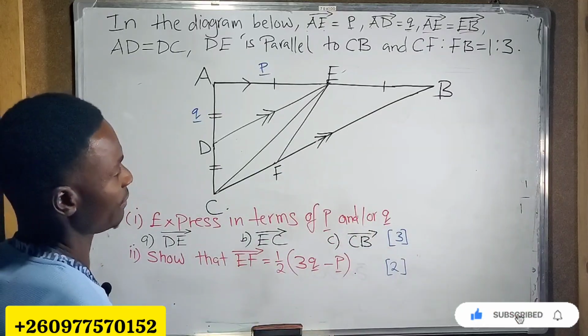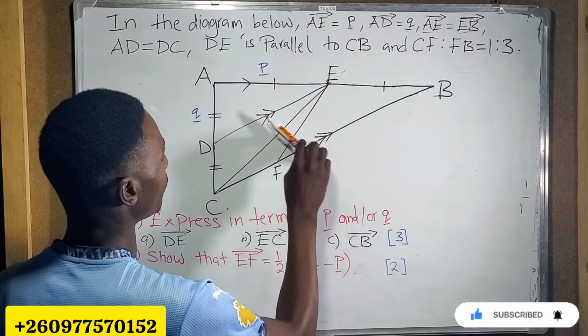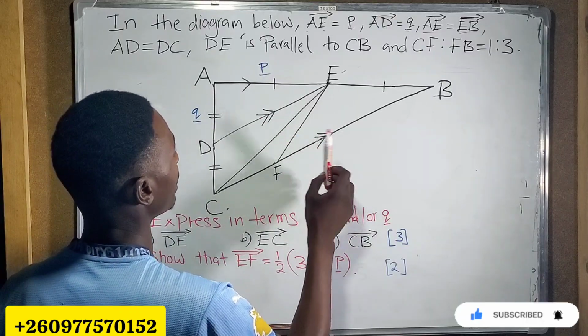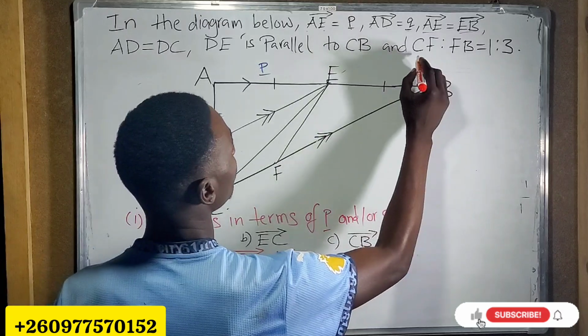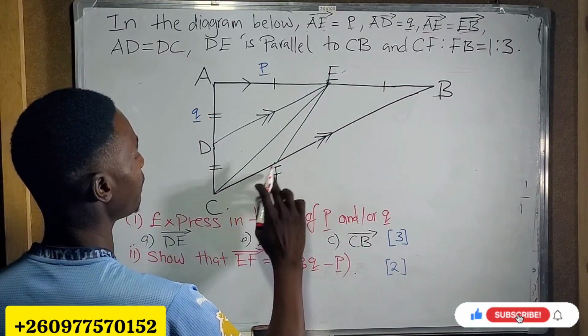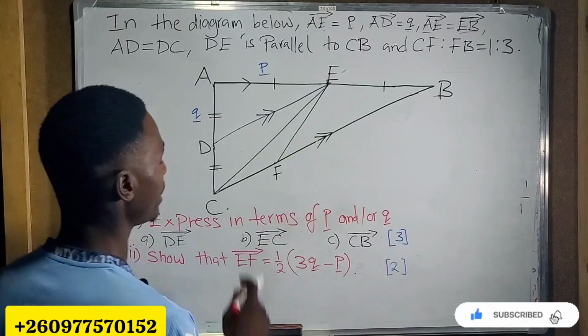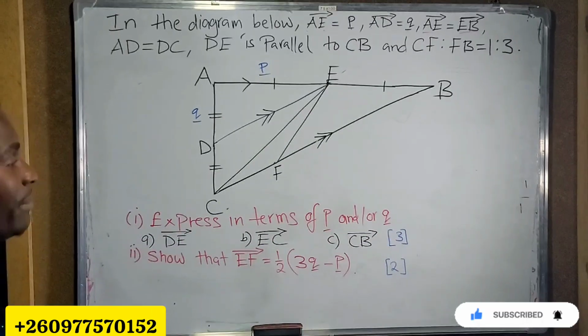Yes, we can even see that, that's the meaning of these symbols. Then we are also given the ratio CF to FB is 1 to 3. So here there is 1, here is 3.